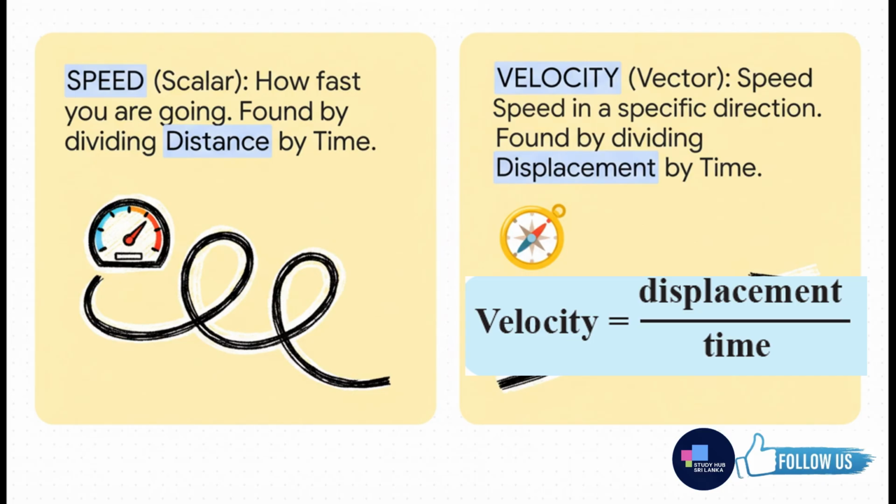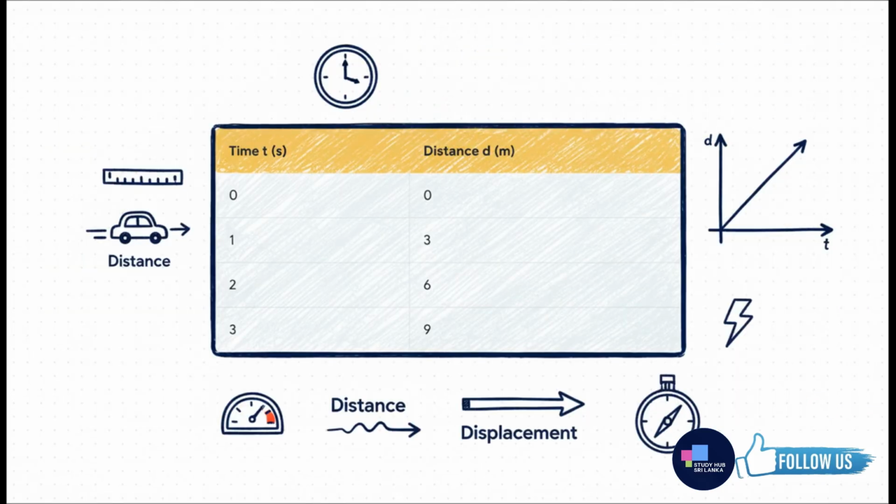Same pattern as before. Let's look at what we call uniform speed. That just means the speed is constant, it's not changing. Check out this table. For every single second that goes by, the object travels exactly 3 meters. It's steady, predictable, moving at a constant 3 meters per second.